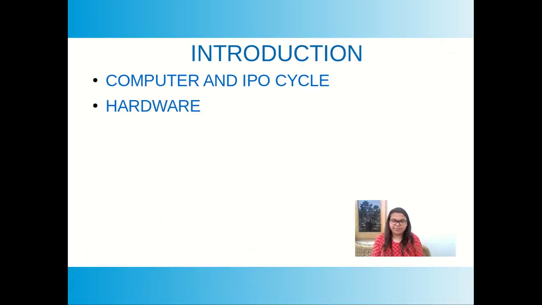Coming to the objectives of the chapter. In this chapter you will be learning what a computer is and what the IPO cycle is. IPO stands for Input Process Output Cycle. Once we learn what the IPO cycle is, then we will look into what the different hardware devices in a computer are.